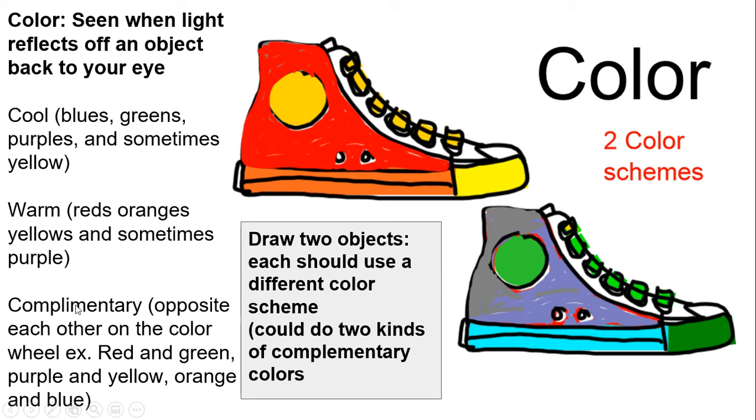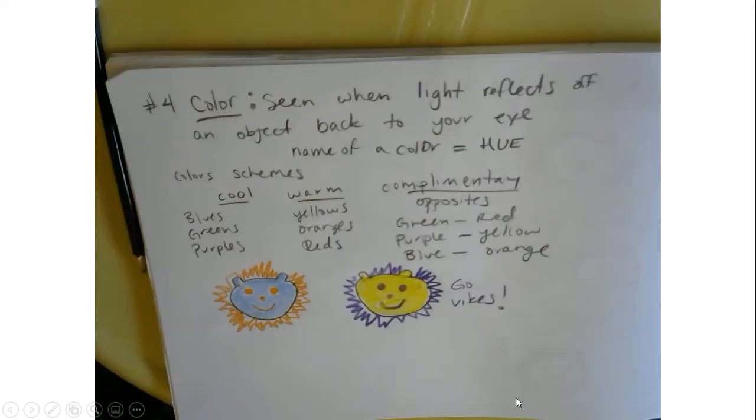Or you could choose complementary colors for them. So complementary colors are opposite of each other on the color wheel. So think like red and green, purple and yellow, blue and orange. The Vikings are purple and yellow, so that's an easy one for me to remember. The Broncos are orange and blue, things like that. So again, draw 2 objects and each should use a different color scheme. You could do 2 complementary color ones as long as they're different color schemes. Here's my example. I've got my little Broncos lion and my little Go Vikes lion.